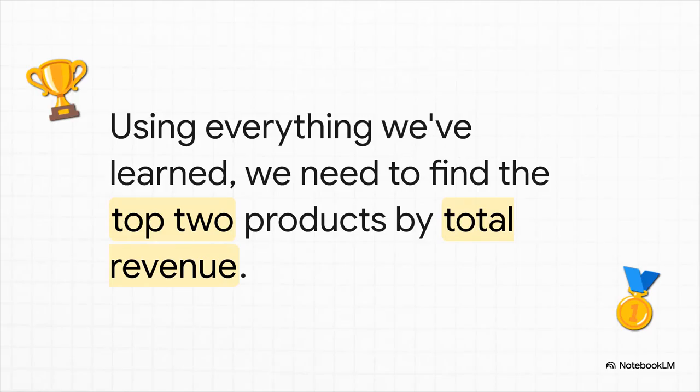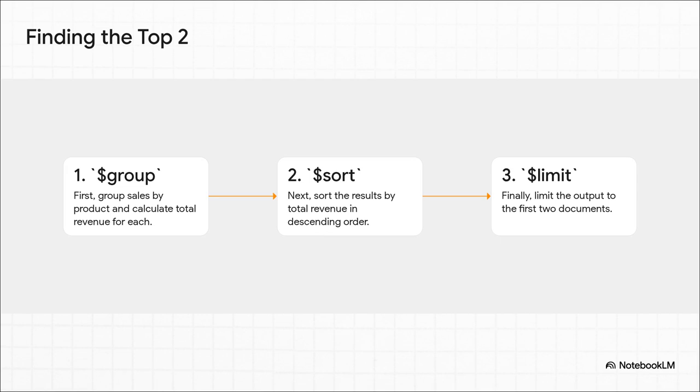So let's put it all together and solve a real business problem. The boss comes back and says, "Great, you calculated the totals. Now just show me my top 2 best-selling products by revenue." Easy. We know exactly how our assembly line handles this. First, our data goes through the $group stage to get those totals. Then, the crucial next step. We send that summarized data to a $sort stage and tell it to order the products by total revenue, from highest to lowest. And for the final step, we pass that perfectly sorted list to a $limit stage and just say, "Hey, only give me the first 2." And boom, there's your answer.